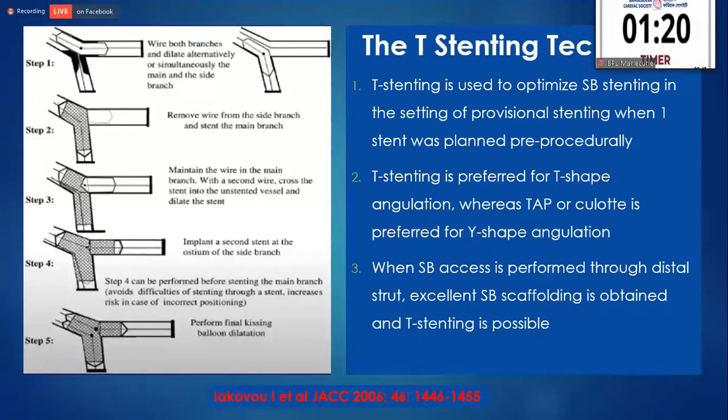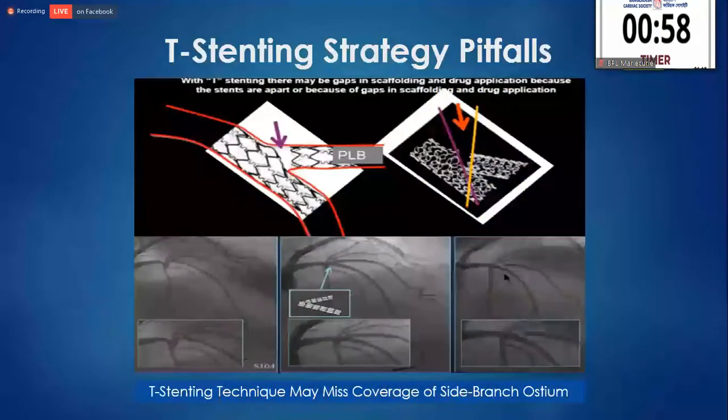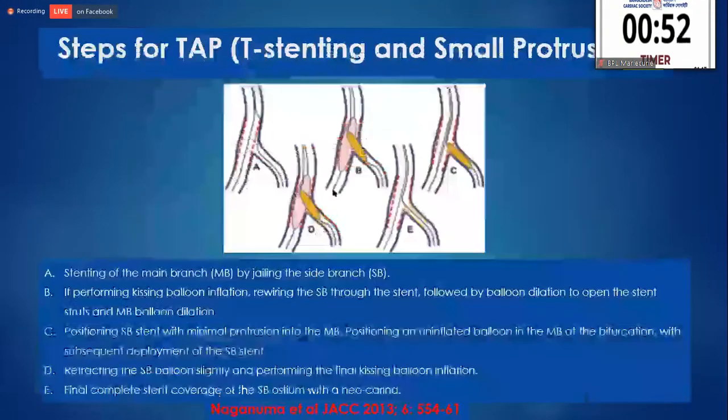It is simpler. At first, the wiring and dilation of both vessels and the stenting of the main vessel is done. Then rewiring of the side branch, another stent is placed and the kissing balloon is done. Here there are some pitfalls. There is a chance of uncoverage of the side branch ostium. To overcome this chance of uncovering the side branch ostium, TAP stenting was introduced.